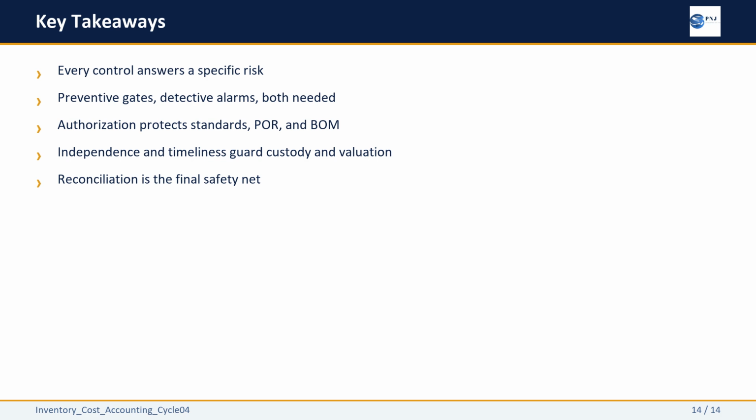Authorization protects the integrity of standards, the overhead rate, and the BOM. Independence and timeliness protect physical custody and valuation. And monthly reconciliation is the final safety net before close. Next, in Section 10, we take this whole cycle and learn the 5-step advisory method for applying it to any client and any business model.